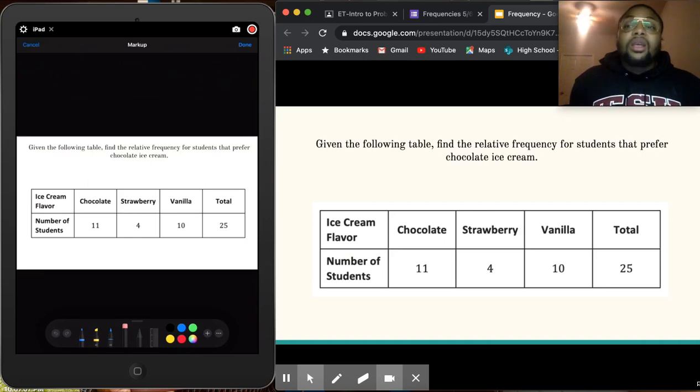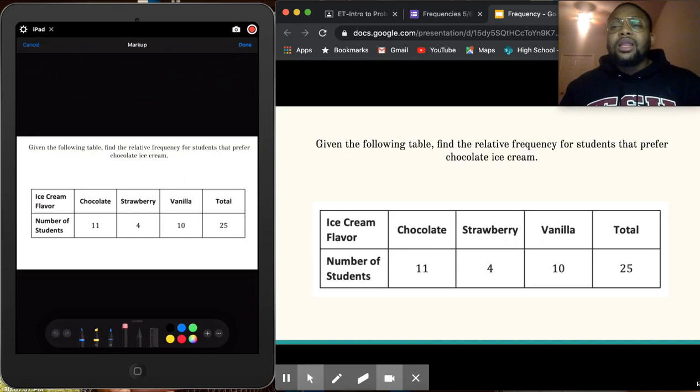ice cream. First, let's talk about what relative frequency is. Let's say we took a study. We walked into the classroom, there were 25 of us in the classroom, and I asked each one of you, what type of ice cream do you like? Some of you said chocolate, some strawberry, and some vanilla. That would be perfectly fine, and we would just organize that information into a table.